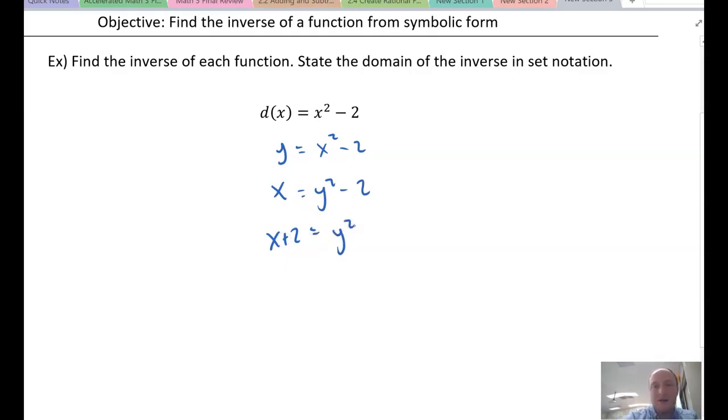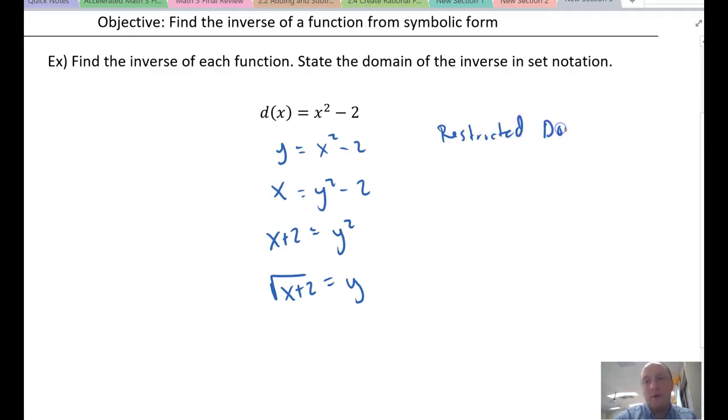Okay, I want to isolate y, so I'm going to take the square root of both sides. The square root of x plus 2 is equal to y. All right, so there is my inverse function. I need to make it a function, but first I need to find my restricted domain.